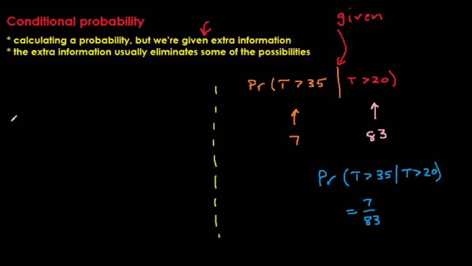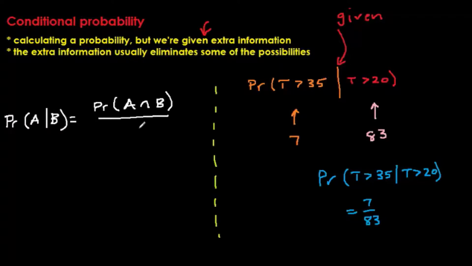Now the formula we use says that the probability of A occurring given B has occurred or B occurs is the probability of A intersecting B over the probability of B. So in this example, if I was going to enter this information into this formula, it's always wise to make a note of what A and B are. So A here would be temperature above 35, and B is the temperature above 20.